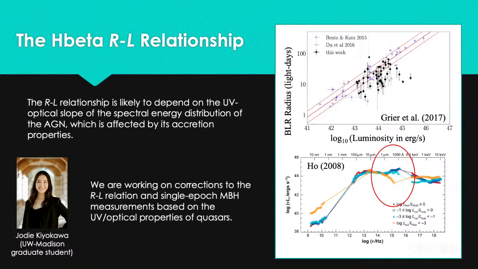Although unfortunately, if it turns out to be the way forward, that means we're going to need to know more information about AGN in order to measure black hole masses.